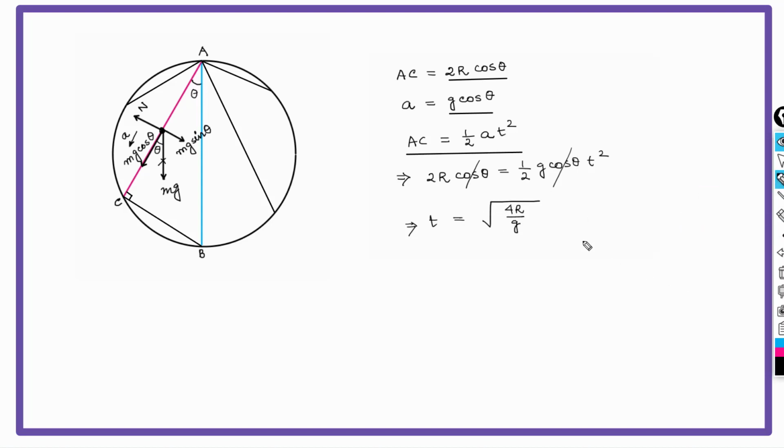And the most important point about this time is that it is independent of theta. So if you release the particles simultaneously, they will reach the circle simultaneously at the same time. So this result I will use in my solution. Just check the solution in the next slide.